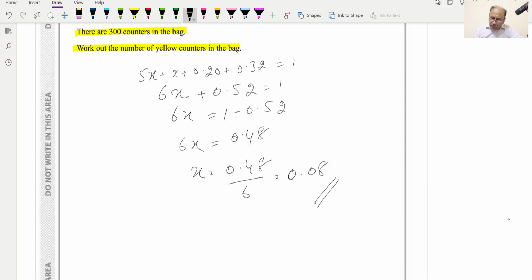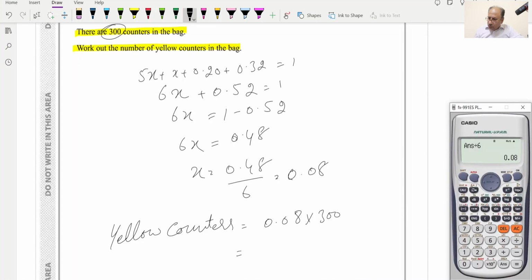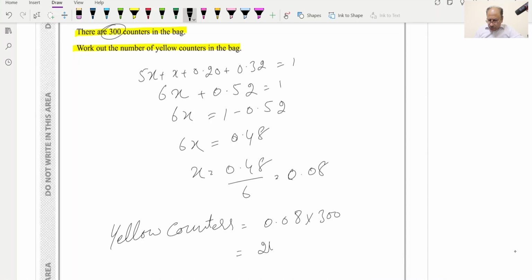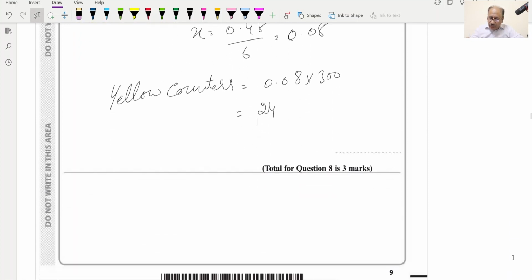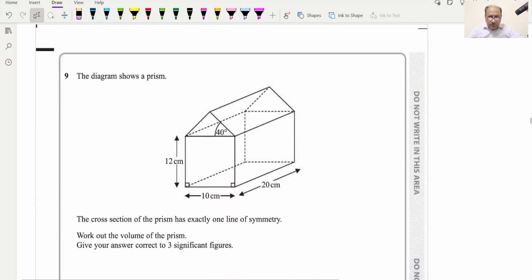Basically we need to calculate how many will be yellow in 300. So this probability we will multiply by 300. So yellow counters will be equal to 0.08 multiplied by 300, which is equal to 24. So 24 counters will be our final answer over here. 3 marks question.